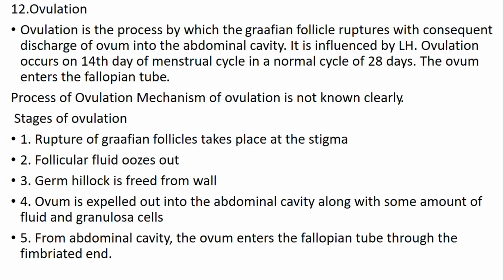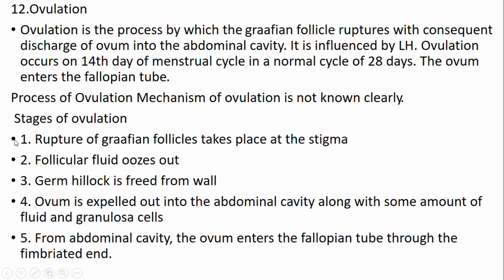The third question is ovulation. Ovulation is the process by which the Graafian follicle ruptures with consequent discharge of ovum into the abdominal cavity. It is influenced by the LH hormone and occurs on the 14th day of the menstrual cycle in a normal cycle of 28 days. The ovum enters the fallopian tube. The mechanism of ovulation is not known clearly.